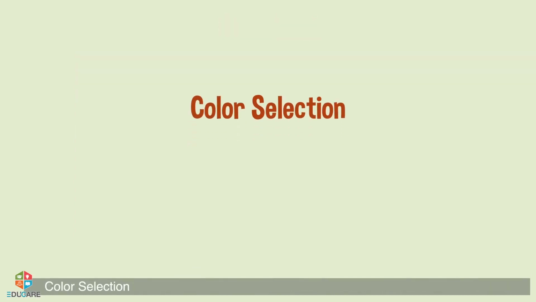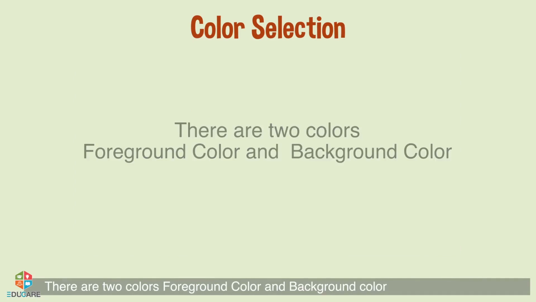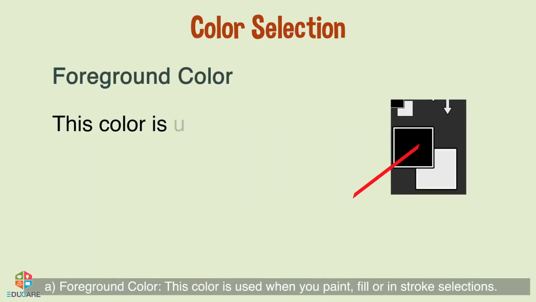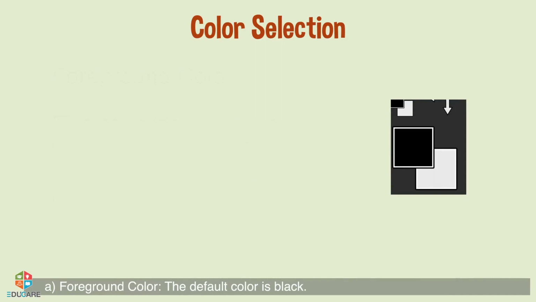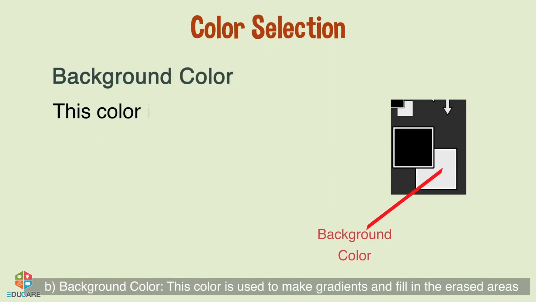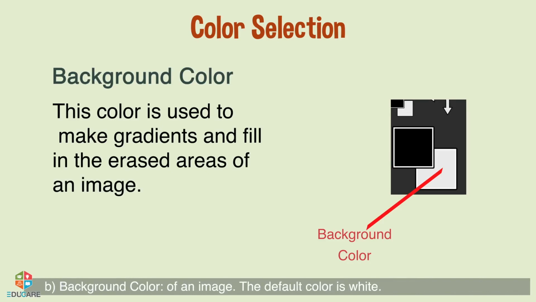Color selection. There are two colors, foreground color and background color. Foreground color. This color is used when you paint, fill, or in-stroke selections. The default color is black. Background color. This color is used to make gradients and fill in the erased areas of an image. The default color is white.